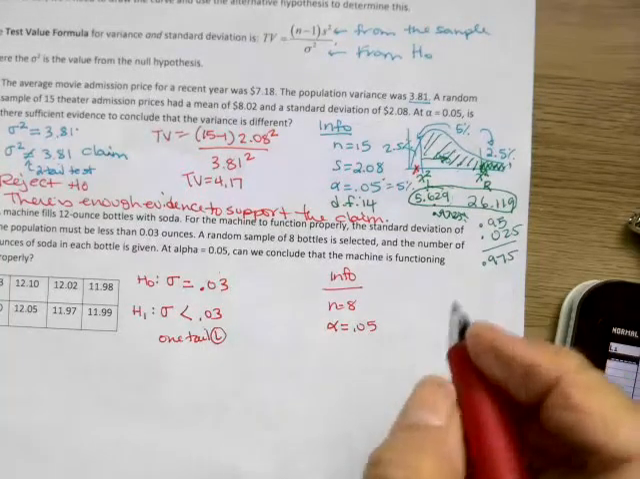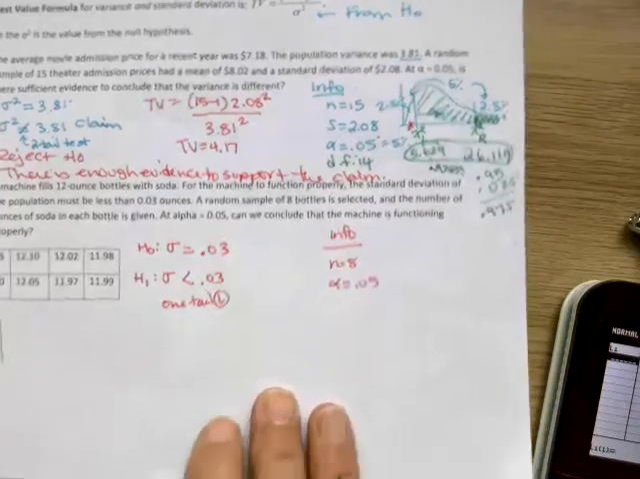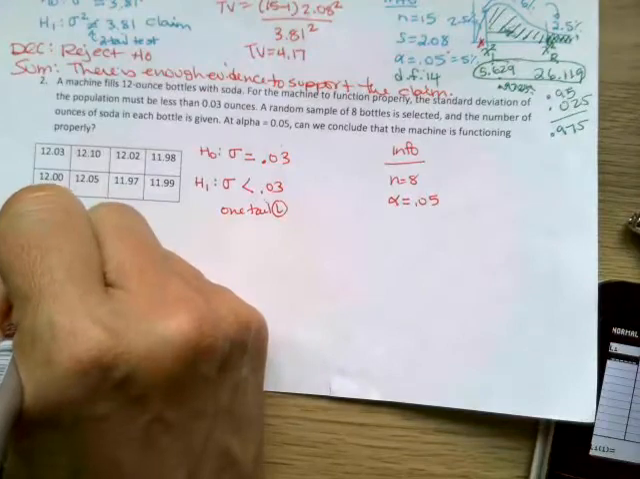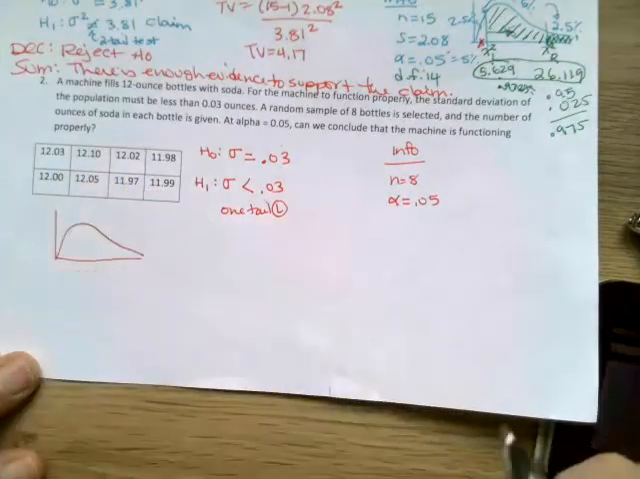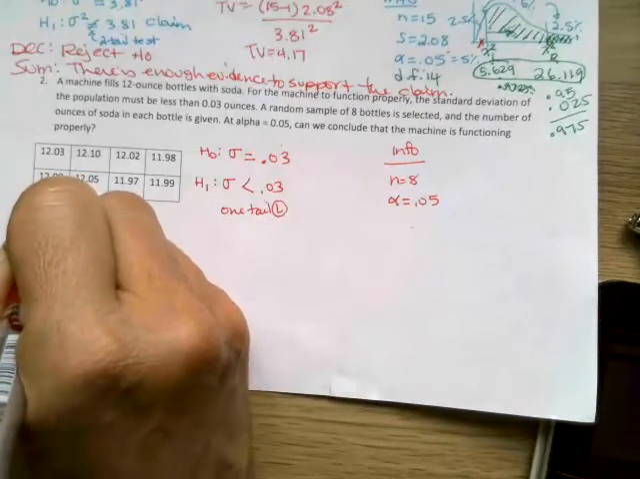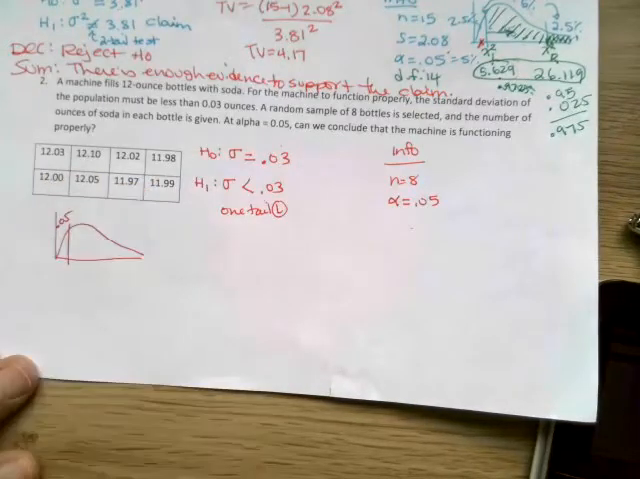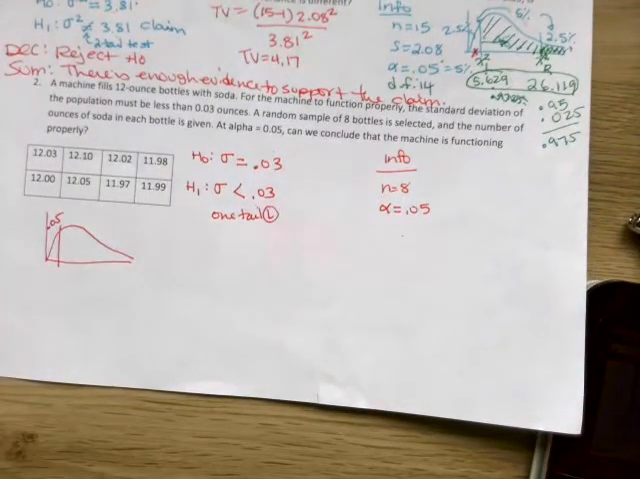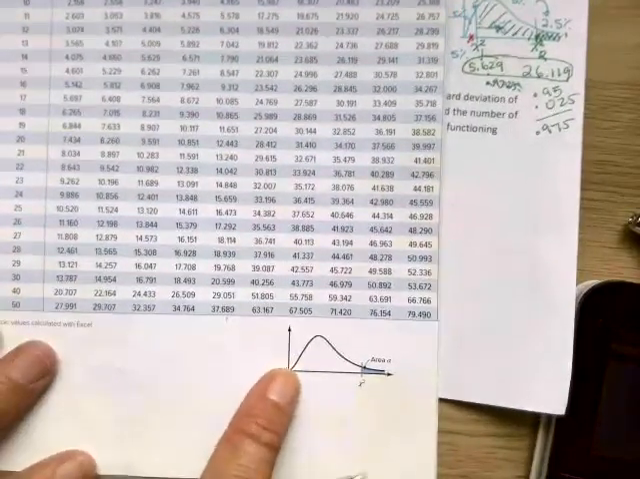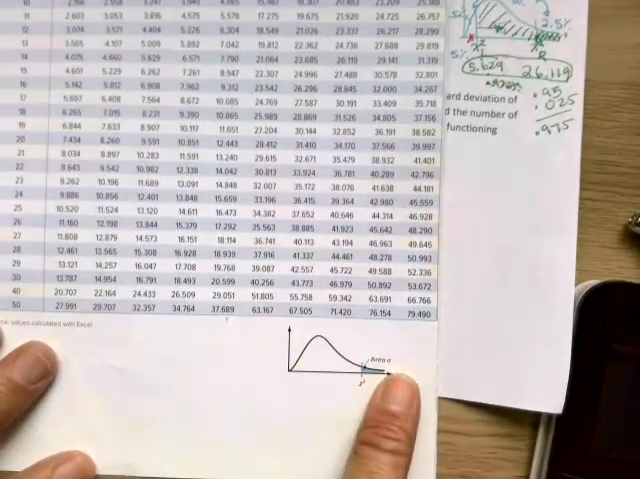And I could find my critical value. So see, I think I've got a little bit more room over here. Let's go ahead and sneak that graph in here. So alpha's 0.05 and it's on the left. So I need the chi-square value that cuts off the left 0.05. So again, because that's how my table works, if I want 0.05 to be on the left, that means I have to look up 0.95.